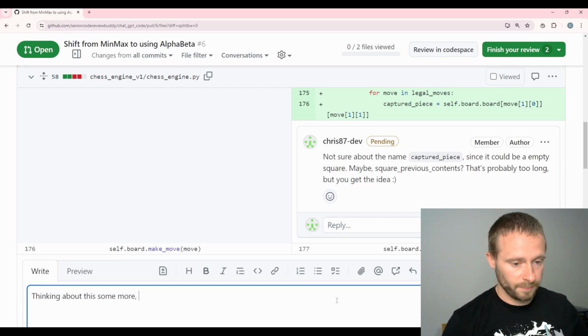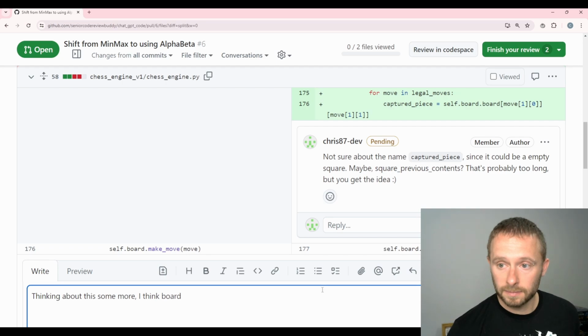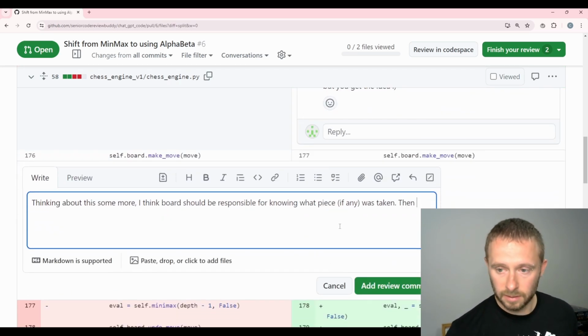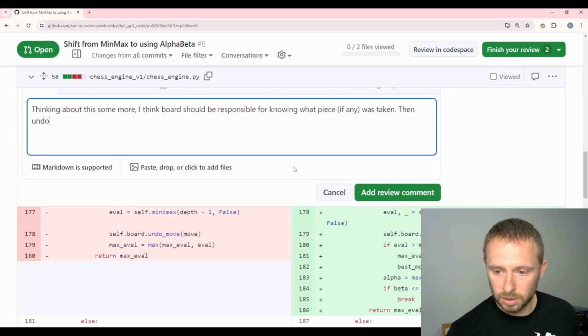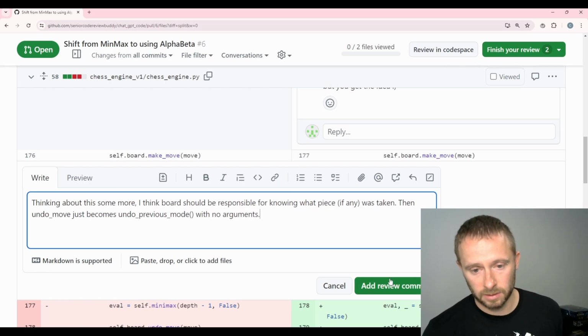So I think, yeah, I'm going to say, thinking about this some more, I think the board should be responsible for knowing what piece, if any, was taken. Then undo move just becomes undo previous move with no arguments. I think that's cleaner. Yeah.